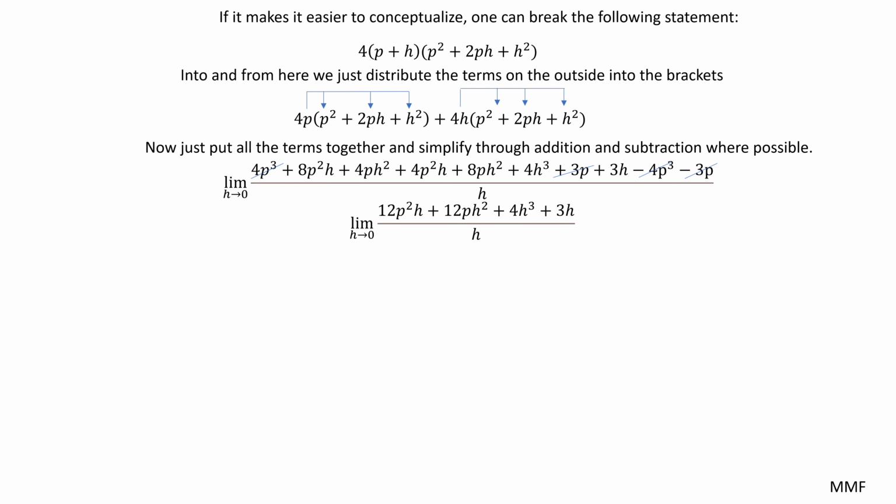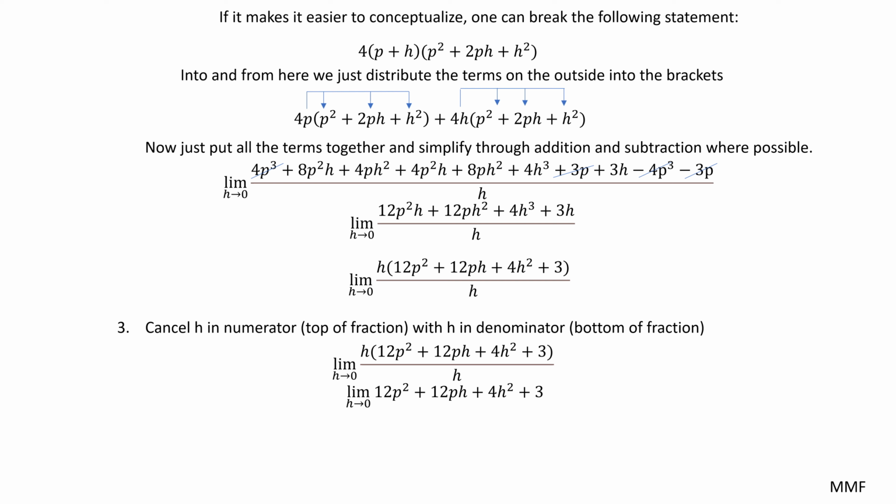So now we still want to get rid of that h, so we have to factor an h out from each term. To do that, we're going to end up with a 12p squared when we factor an h out from the first term, plus a 12ph, plus a 4h squared, plus 3. Now that we've got the h out in front, we can cancel it with the bottom. And we just end up with the limit as h goes to 0 of 12p squared plus 12ph plus 4h squared plus 3.